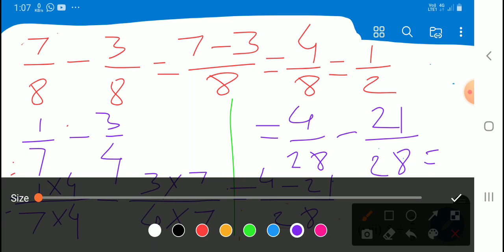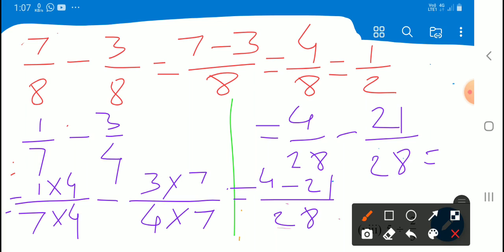Now look, 4 minus 21 upon 28. Now look here, 21 is greater than 4 and 21 contains the negative sign, so subtraction will be there, and your answer sign would be negative. 21 minus 4 is equal to 17 upon 28. If it comes in reduced form, then write in reduced form, otherwise keep it as it is. Okay, do you understand this?